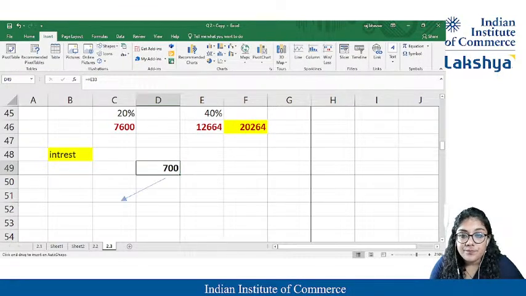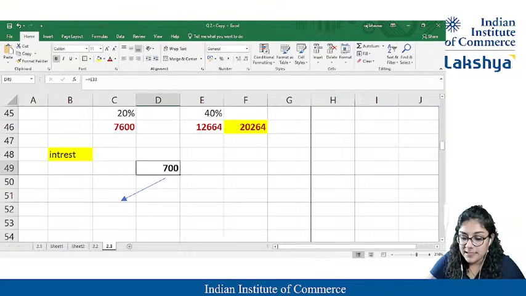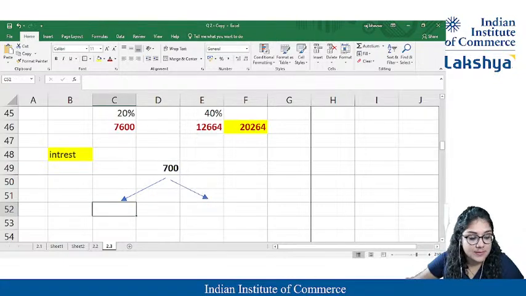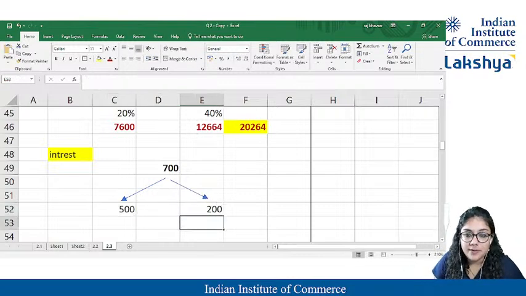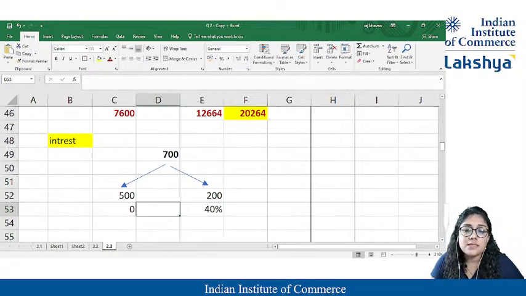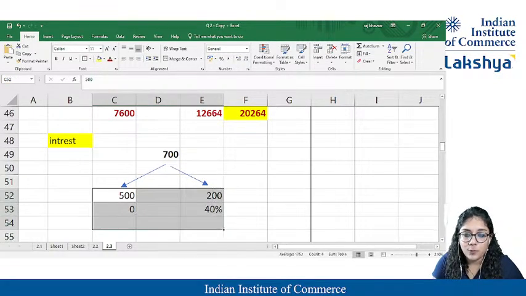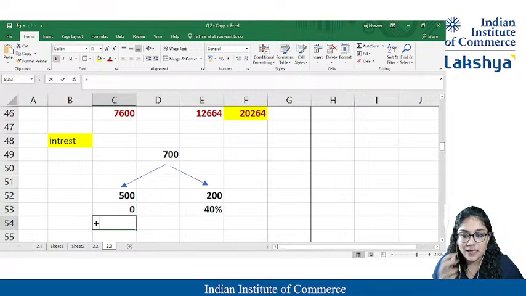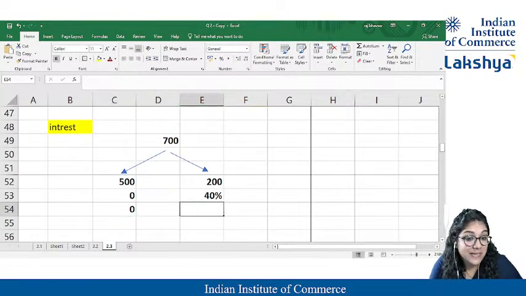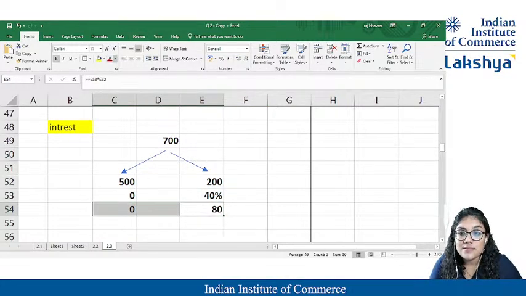When we make all such things like this, I feel it smoothens my eyes, and I can correlate it fast. 500, and there is 200 over here. There is zero tax on the first part, and 40% tax on the rest. This is what I prefer doing, but it all depends upon your individual choices, guys. We can just multiply it with 0%, so it becomes zero anyway. If I multiply it with 40%, I'm getting 80. So students, this is my tax now.